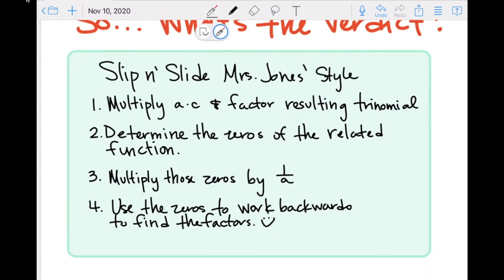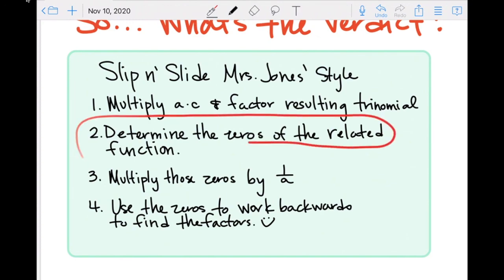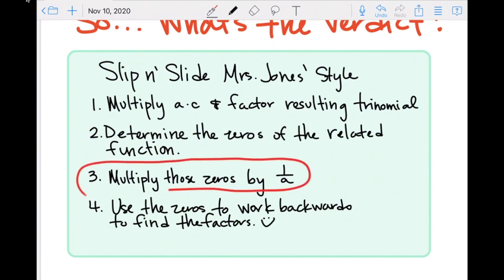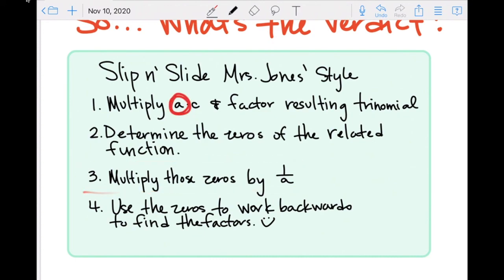So first step is we're going to do the normal first step of slip and slide. We're going to multiply a and c and then factor the resulting trinomial that has an a value of 1. Then next, this is where it's going to get different. We're going to find the zeros of the related function that we got from this resulting trinomial. We're going to multiply those zeros by 1/the a value that we had here. And then we're going to use the zeros to work backwards to find the factors of the harder trinomial.